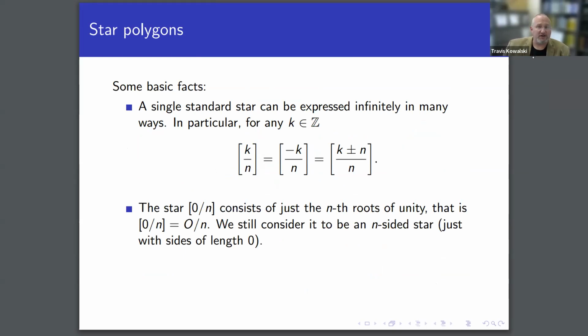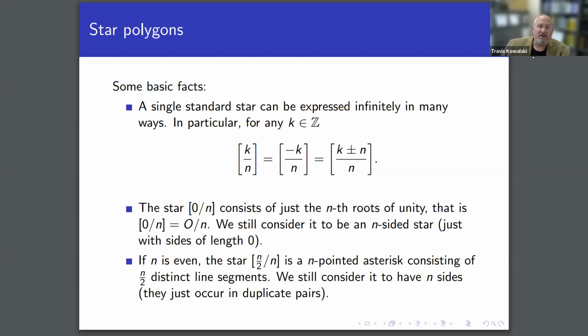There are 2 stars that are exceptional that are at least worth mentioning. The 0, n star consists of n points with each point connected to itself. So that's just going to be the nth roots of unity. It's a disconnected star. We're still going to call it a star of n sides. We're just going to think of each of those sides as being of length 0. And if n is ever even, the star n over 2n is an asterisk. It is an n-pointed asterisk where each point is connected to its antipode across the circle. We're still going to call that an n-sided star because you go from antipode here and then from the antipode back again. It just happens to be that those 2 sides lie on top of each other.